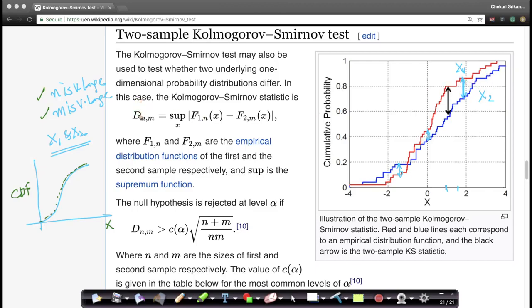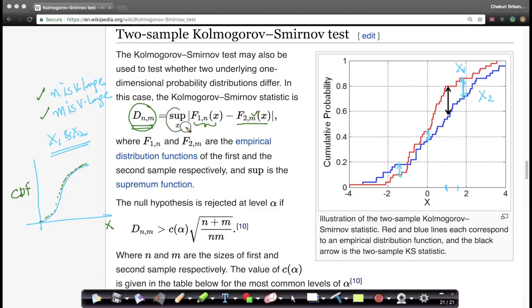That's because we only have some observations. We don't have millions or billions of observations, right? So the test statistic in the KS test is written as DNM. It is the supremum over all x's of F1n(x) minus F2m(x). F1n is nothing but the CDF of my random variable x1 with n samples. F2m is the CDF of my random variable x2 with m samples, which is nothing but your red and blue lines.